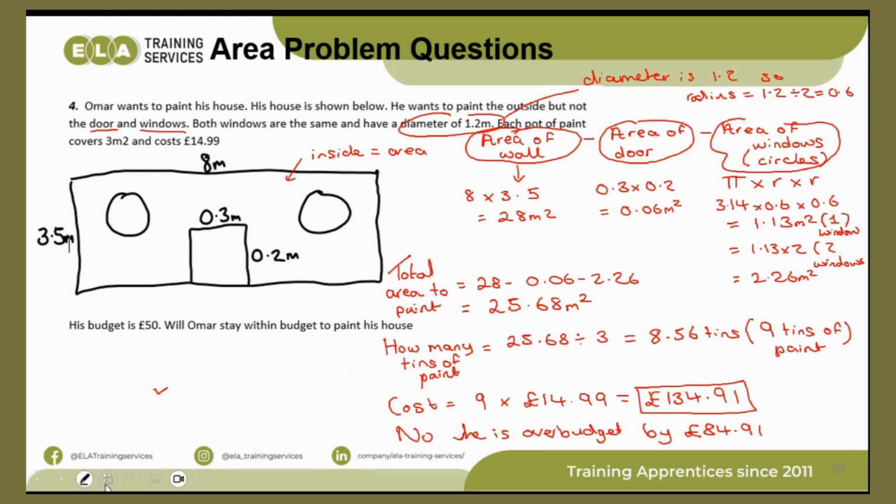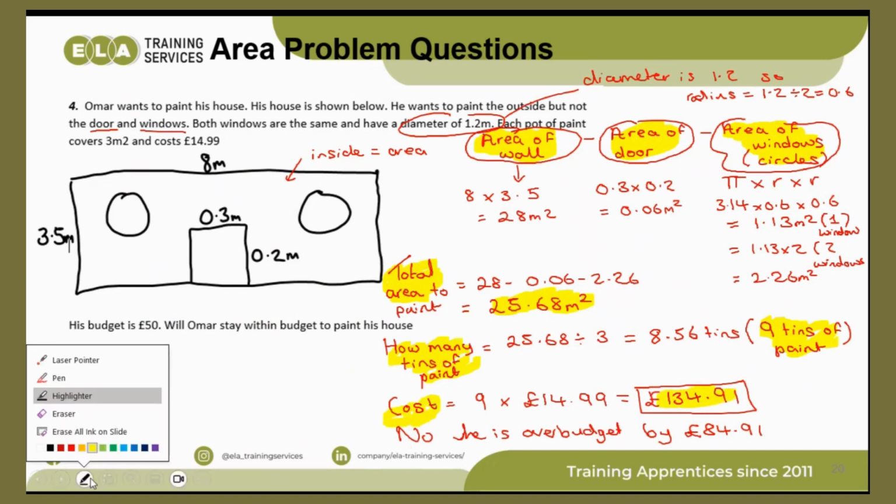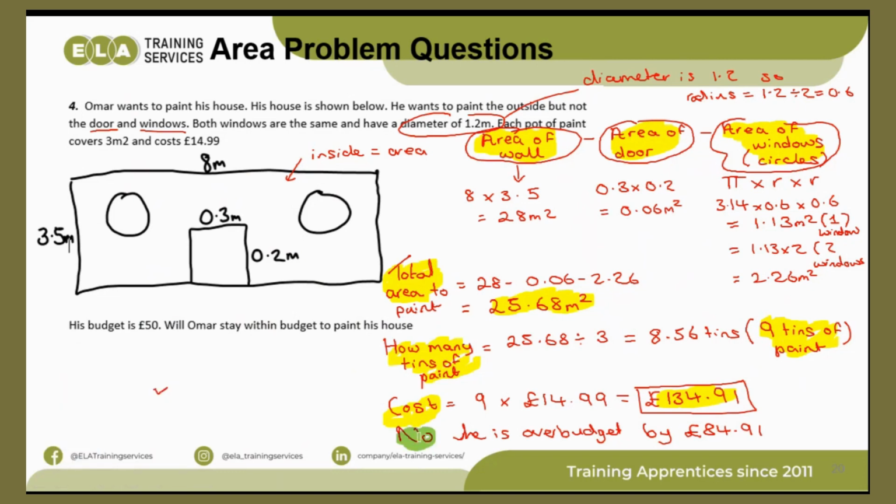So it's about breaking it down into the shapes that you know and solving each part. There is nothing in that question that we haven't covered. We've covered areas of rectangles, areas of circles. We've covered how to solve problem questions. And it's literally then a case of multiplication and division. I'm just highlighting all these bits so that you know where your steps are. And I'm just going to highlight the last little phrase so we know we've answered the question. No, he's over budget by £84.91.